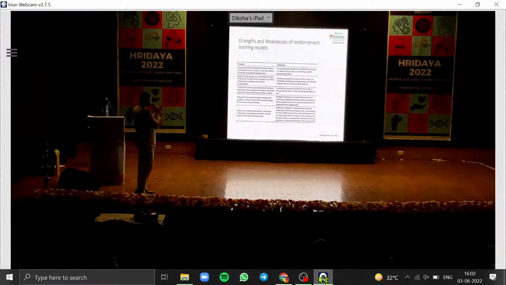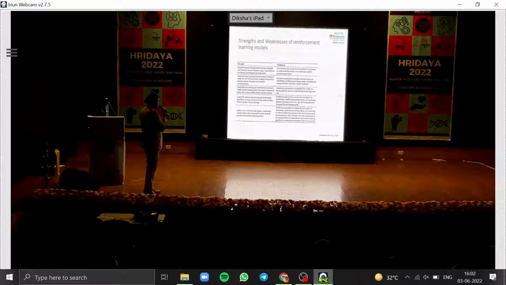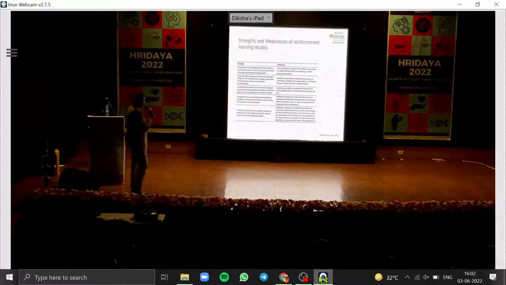Again, the weaknesses are it's not explaining the simulation tool, insufficient experiments to evaluate the final model, not considering a suitable pre-processing scheme, not considering different parameters such as sex, age. So if you've not fed in the right parameters, sometimes you might not get to the right point. And that's probably the weakness of these reinforcement learning models.